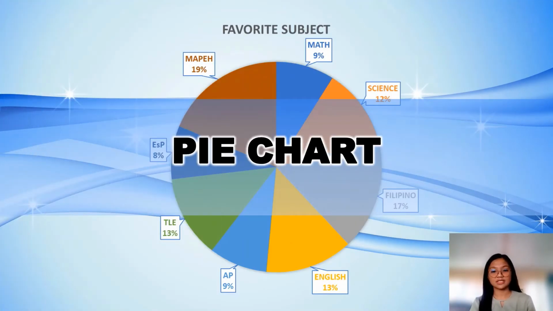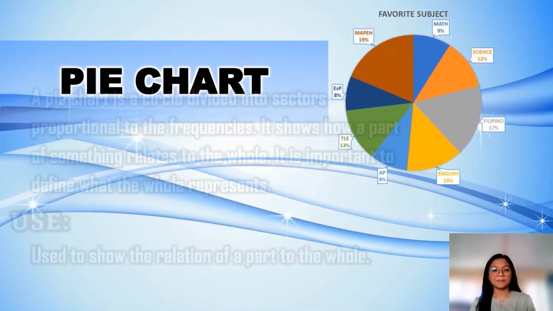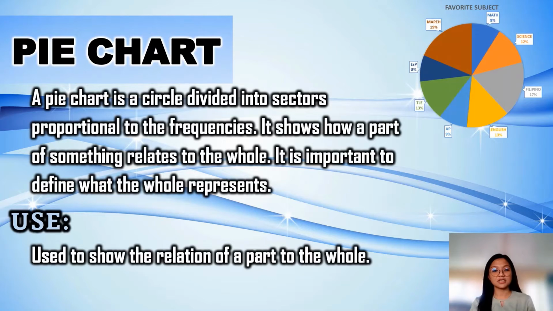The first one is the pie chart. A pie chart is a circle divided into sectors proportional to the frequencies. It shows how a part of something relates to the whole. It is important to define what the whole represents. Pie chart is used to show the relation of a part to the whole.